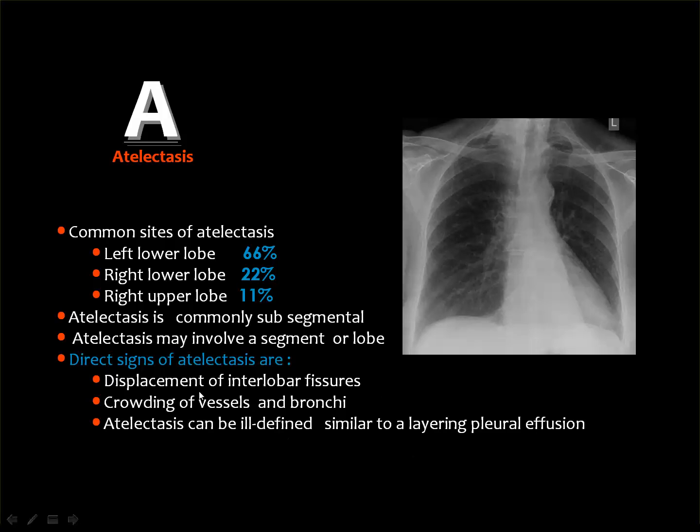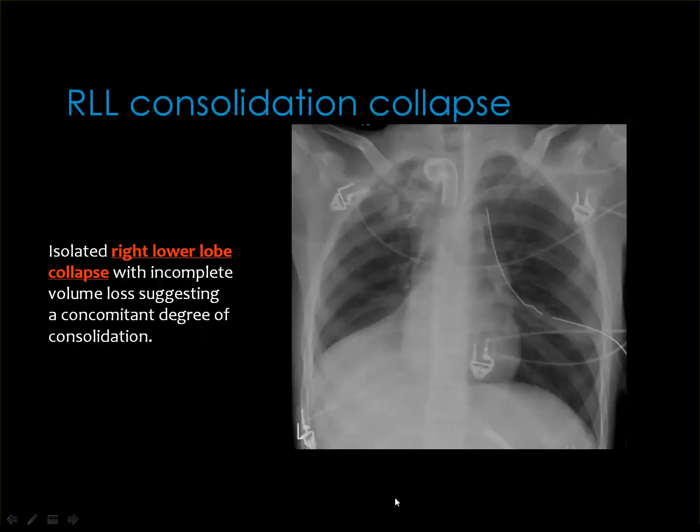the fissure, crowding of the ribs, and it can be ill-defined, similar to a pleural effusion if it is present near the costophrenic angle. Then this is lower lobe collapse, and we have agreed that if atelectasis affects a lobe, then this is called lower lobe collapse.